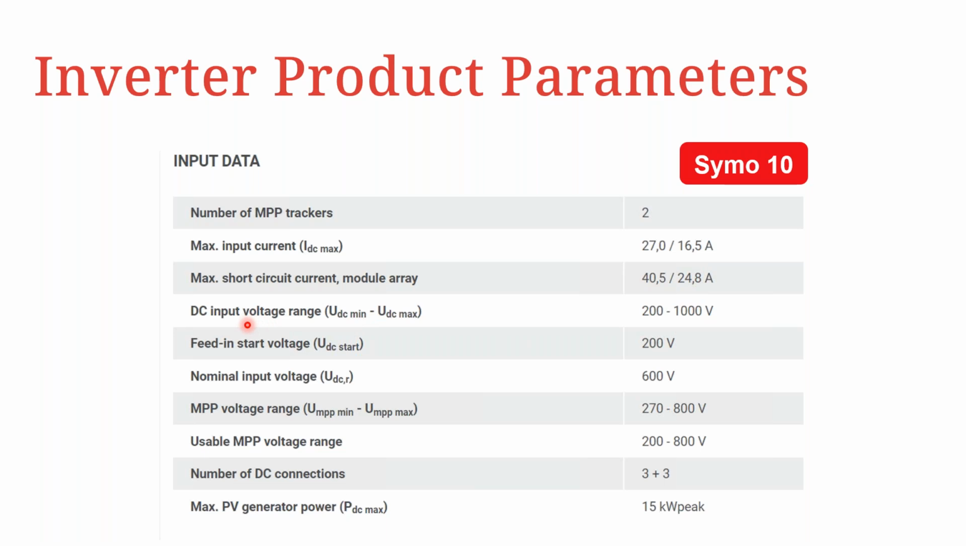Again, the DC input voltage range, the UDC min and UDC max. This is from 200 to 1000 volts. So again, your feed-in start voltage is 200 volts. So you need to ensure that your module string is above 200 volts in order to enable the inverter to start producing and feeding in power onto your grid.